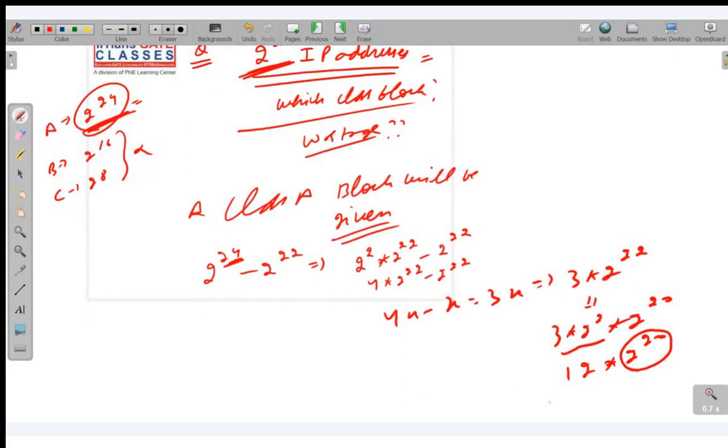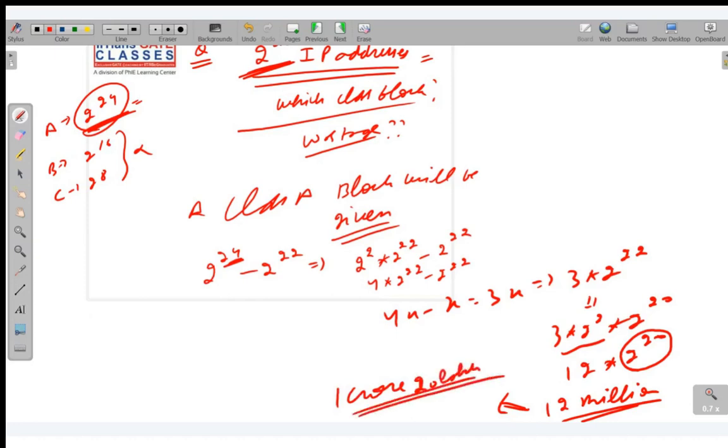So how many have I wasted? 12 million IP addresses wasted. 12 million is very huge. A million is 10 lakh, so 12 into 10 lakh means 1 crore 20 lakh IP addresses wasted. Very huge number. Are you getting it? Yes, sir. So this is the big problem we are facing now.